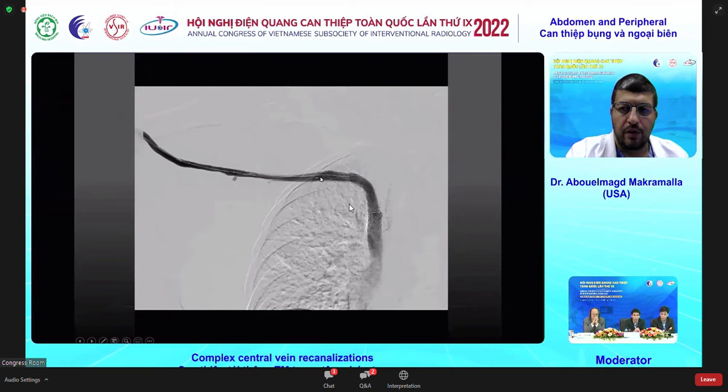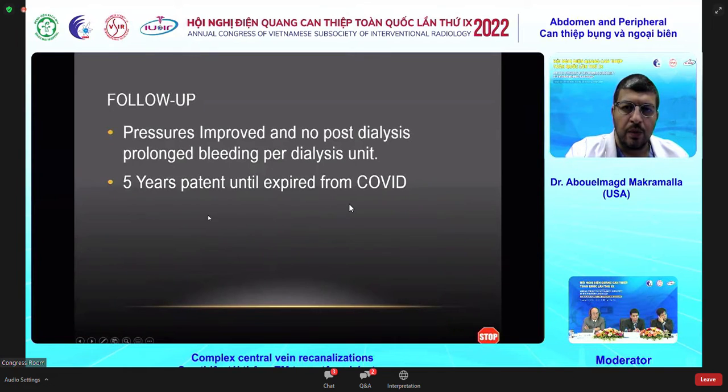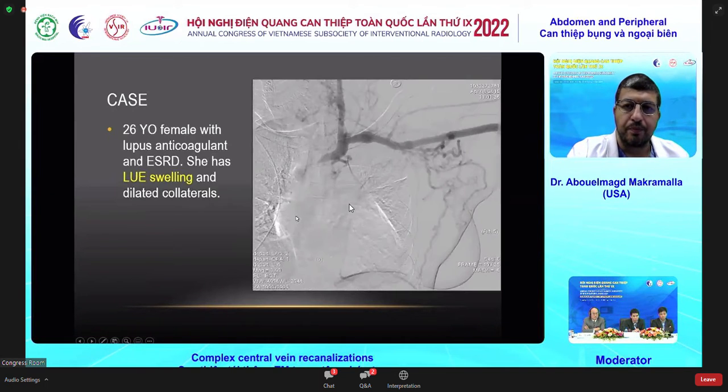And then the final venogram shows complete patency of the stent, and these are the images before and after, where the patient had the port, complete occlusion, and this is after we recanalized the right brachiocephalic vein. Pressures improved, and there was no post-dialysis prolonged bleeding, and this remained patent for 5 years, unfortunately, until the patient expired due to COVID pneumonia.